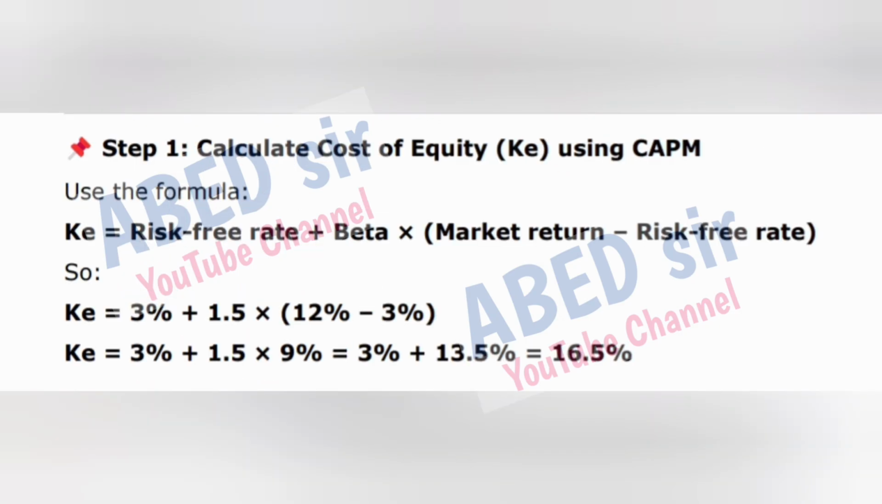Step 1. Calculate cost of equity, K, using CAPM. Use the formula. K is equal to risk-free rate plus beta times (market return minus risk-free rate). So, K is equal to 3% plus 1.5 times (12% minus 3%). K is equal to 3% plus 1.5 by 9% is equal to 3% plus 13.5% equals 16.5%.